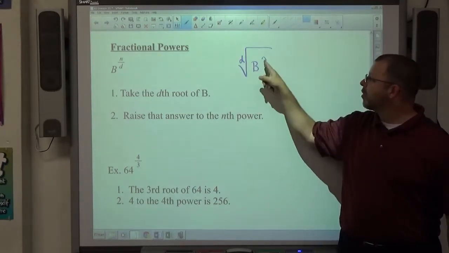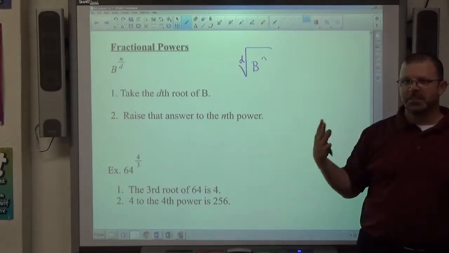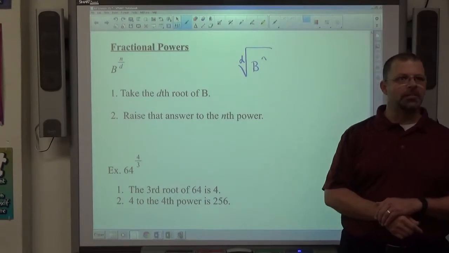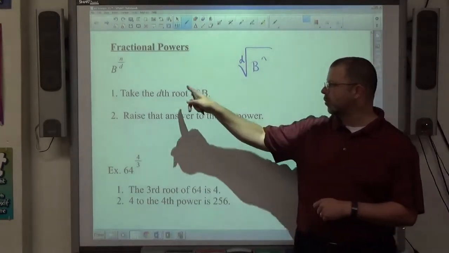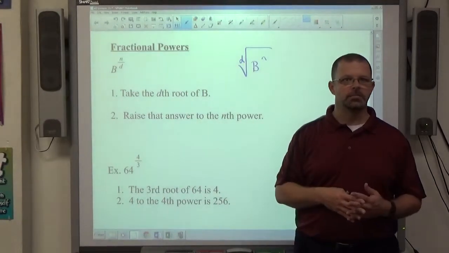Okay? Powers make things bigger. Roots make things smaller. So on the theme of making things easier on ourselves, we're going to do the root first to make things smaller, and then the power second to make things bigger.